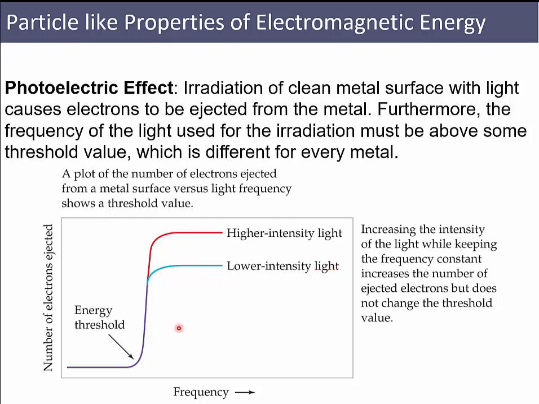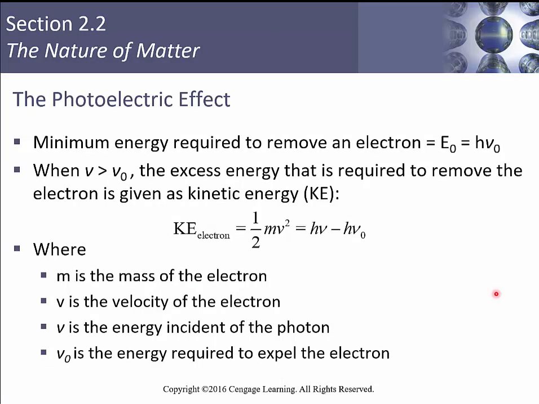Right? If you make that green light brighter, you're going to get more intense light. You're going to get more current out. Increasing the intensity of the light while keeping the frequency constant increases the number of ejected electrons, but it doesn't change that threshold value. So what this is saying is that light is acting like a ballistic particle, where it's actually physically knocking one of these electrons off of that metal surface. And that would not happen if light was just acting like a wave.